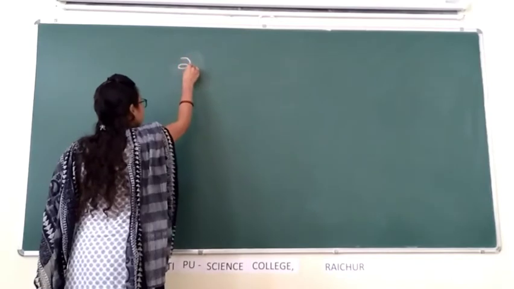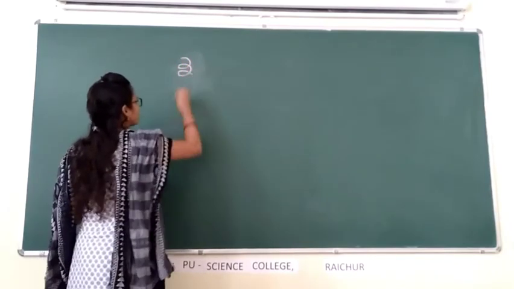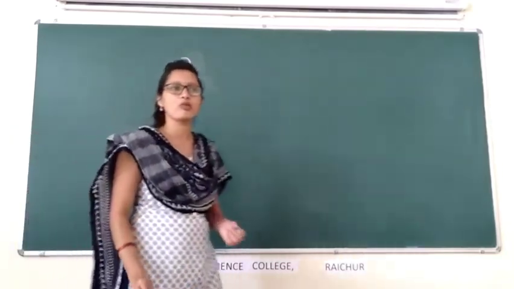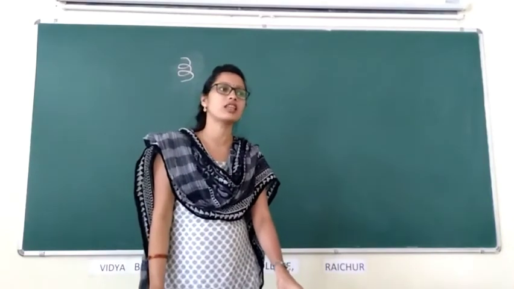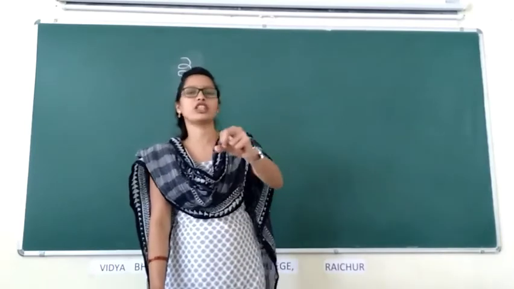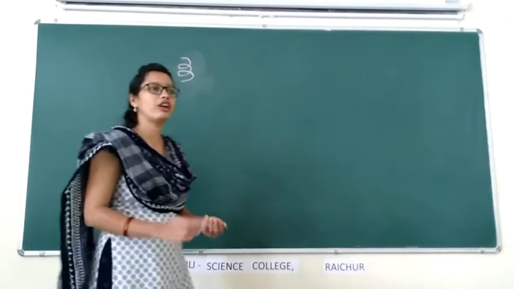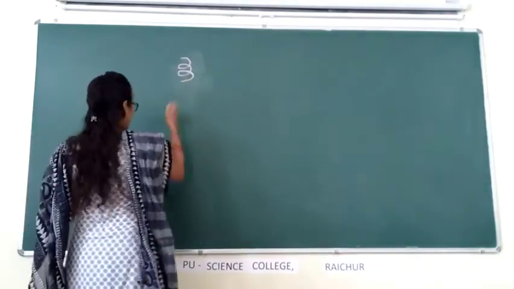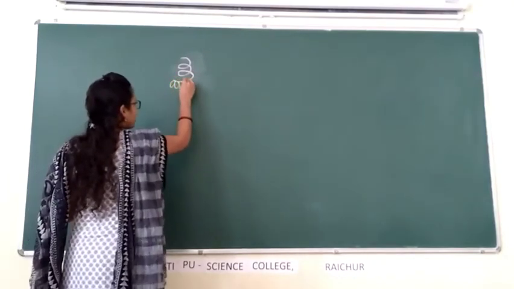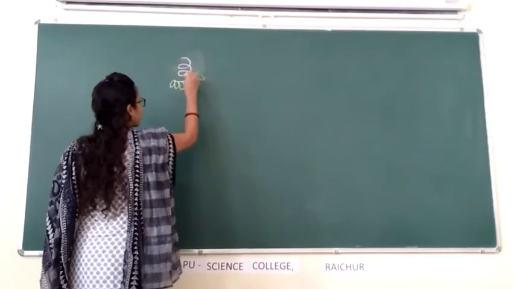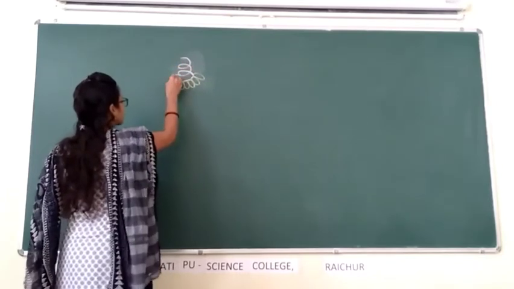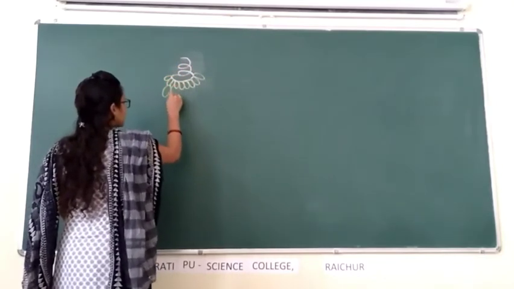Beijerinck demonstrated that the extract of tobacco plants suffering from tobacco mosaic disease can cause the same disease in a healthy tobacco plant when the fluid is injected into it. Later he called it Contagium vivum fluidum. The structure of tobacco mosaic virus, or TMV, is like this.